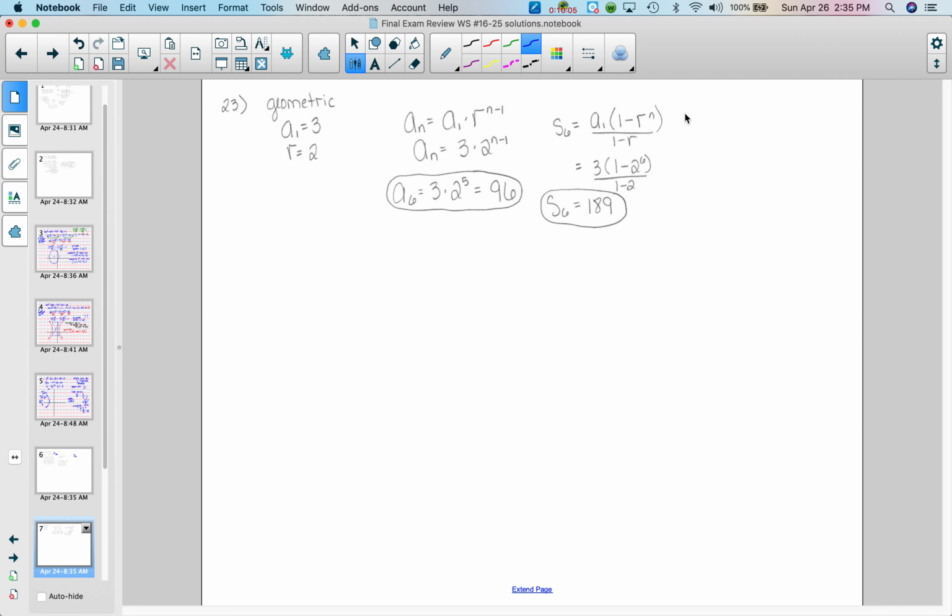S sub 6, this would be S sub n, the formula for S sub n. So we wanted to find S sub 6, so you fill in the value of r is 2, the value of a sub 1 is 3, the value of n is 6, and you're just crunching out the numbers, and we get 189 would be the sum.